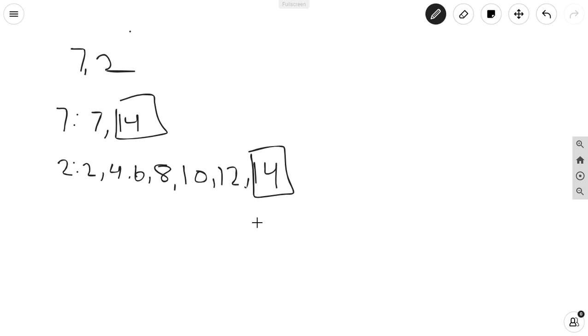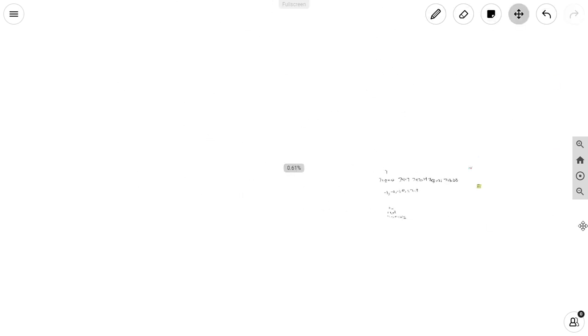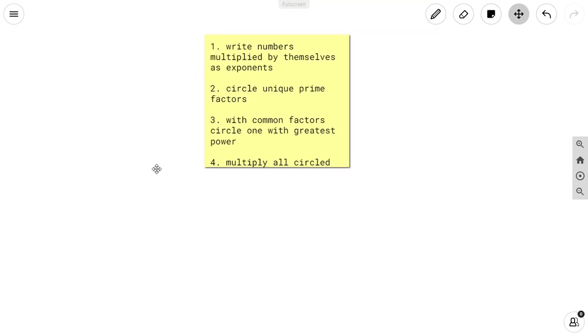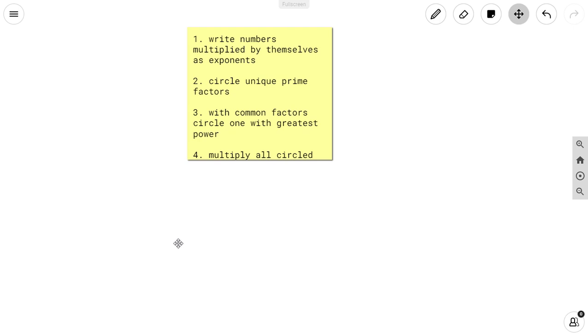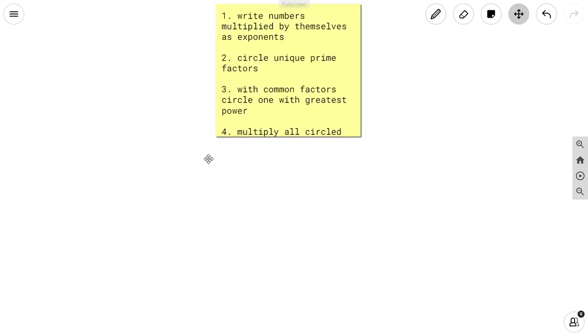But let's say you had harder numbers to work with, or more than 2 numbers to work with. If you have that, then the best case is to use prime factorization. Right here, I have the steps for it.